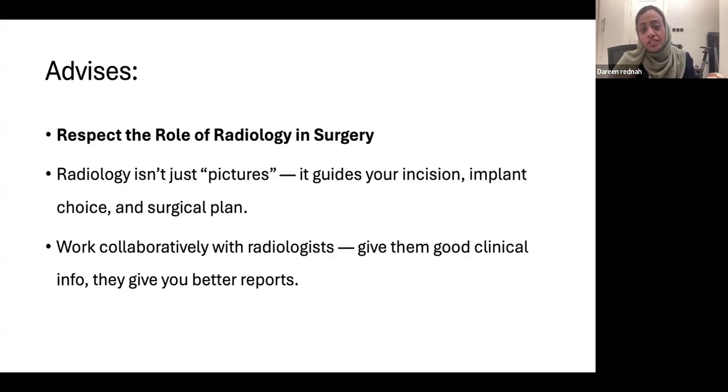Respect the role of radiology in surgery. Radiology isn't just a picture. It guides your incisions, implant choice, and surgical plan if taken correctly and well planned. Work with a radiologist, give them good clinical information so they will give you a good report.